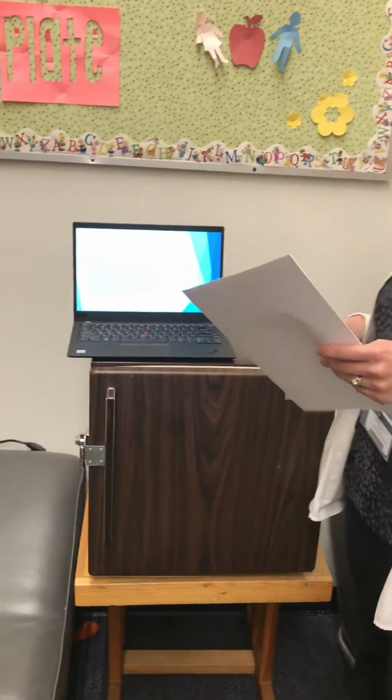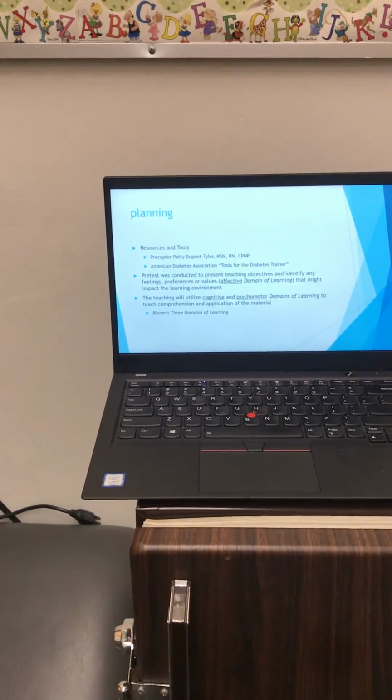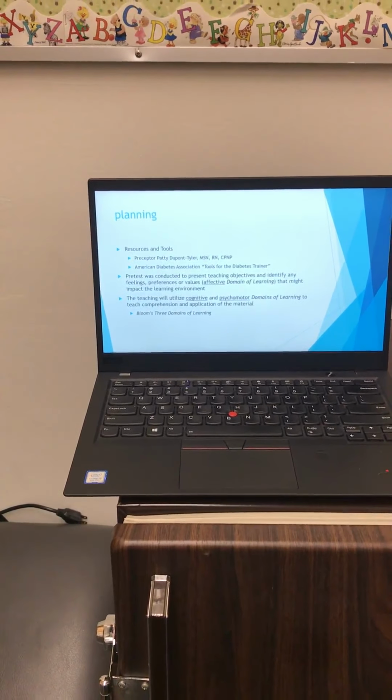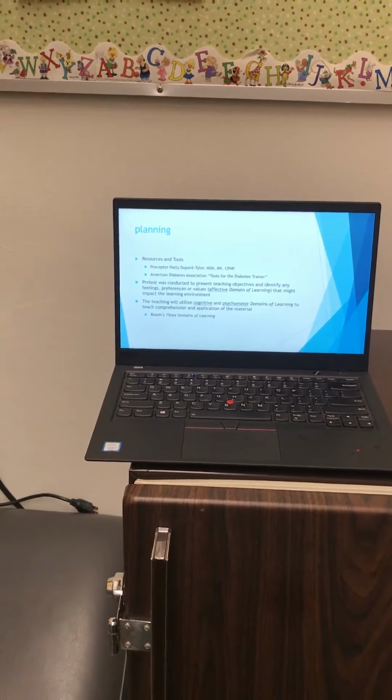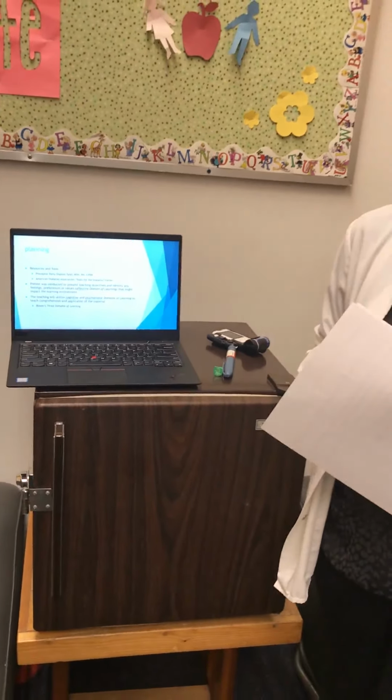For this planning portion, the resources and tools that I used were my preceptor, Patty DuPont, who is a school nurse. I also used American Diabetes Association tools for the diabetes trainer, as well as standardized worksheets that were provided by Patty DuPont and by the ABC School District.